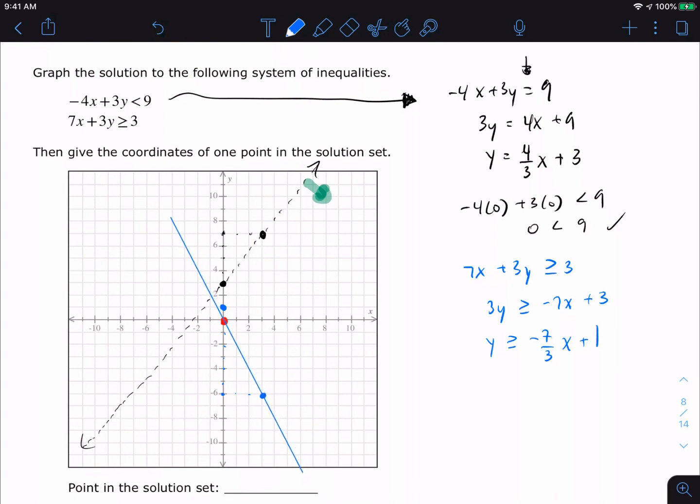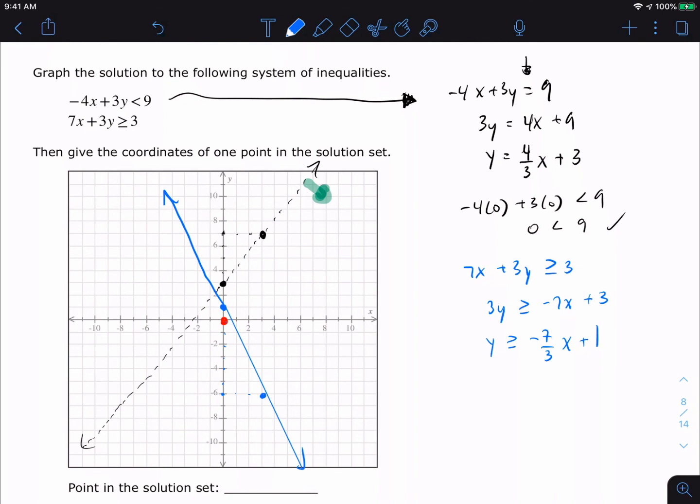Oops, I didn't want it there. Let me delete that. It's a bummer. So this is this line, and it's solid because we have the equal line to it, correct?